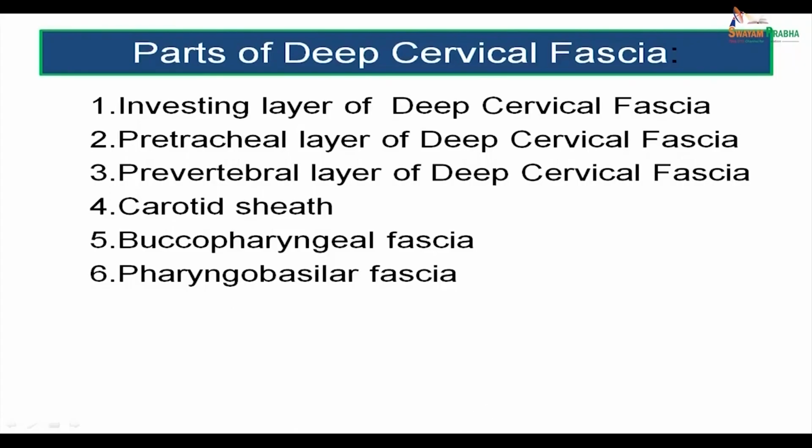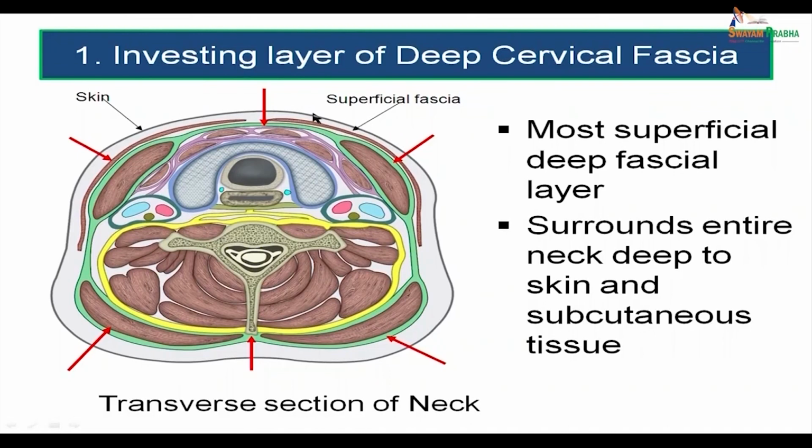Now, what are the parts of deep cervical fascia? It has various parts. The first part is the investing layer of deep cervical fascia. The second part is the pretracheal layer. The third part is the prevertebral layer. Then it has the carotid sheath, the buccopharyngeal fascia and the pharyngobasilar fascia. We will talk about one by one all of these parts. So, the first one, the investing layer of deep cervical fascia.